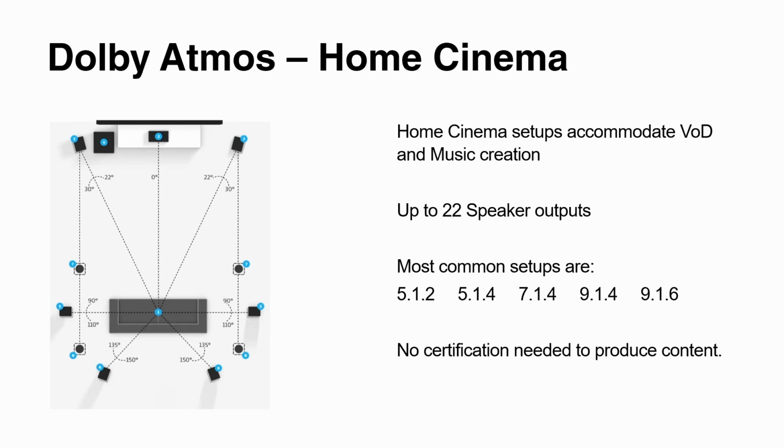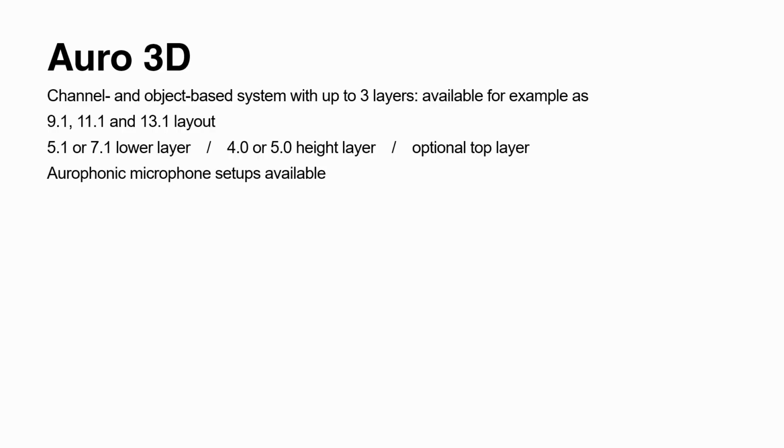Home cinema setups can handle up to 22 speakers, which is a lot for a home cinema. And the most common setups are 5.1.2, 5.1.4, 7.1.4, 9.1.4, 9.1.6. And interesting is there is no certification needed to actually produce content in your studio. So as long as you have the tools, have a bunch of speakers, you can start working in Dolby Atmos and actually can produce content and deliver it to your end customer or to the distributor.